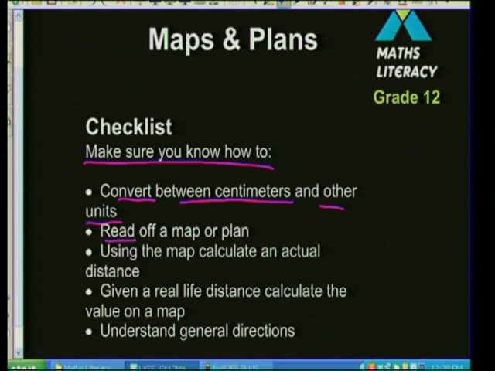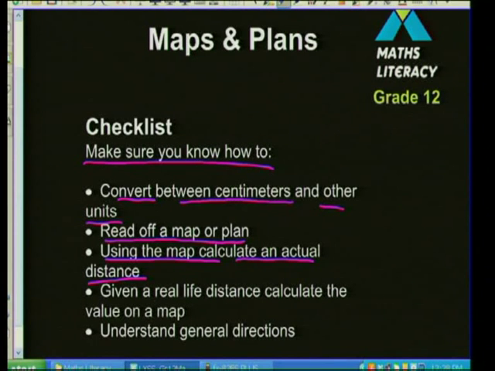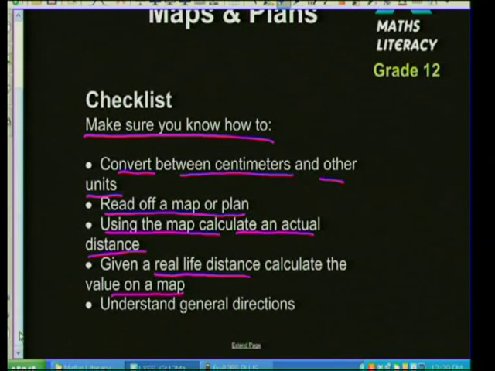We need to, of course, be able to read off a map or a plan, actually make sense of it. We need to be able to use the map to calculate an actual distance. So if 5 centimeters on the map, what does that mean in real life? Actual distance. And then do the reverse. Given a real life distance, what was that value on the map? And finally, we need to understand general directions. Those are your north, south, east, west.